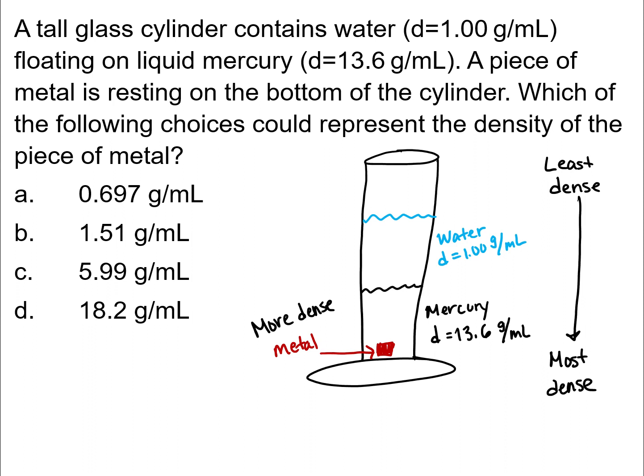Based on that, look at the choices. Which one of them could represent the density of the metal piece if we know it has to be more dense than mercury?